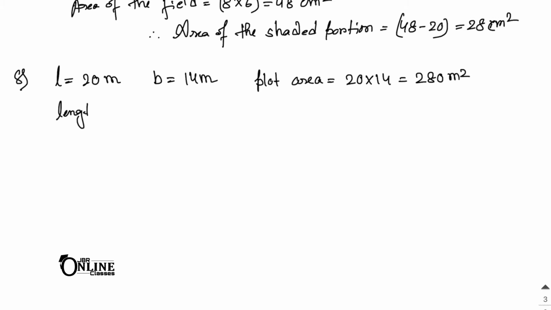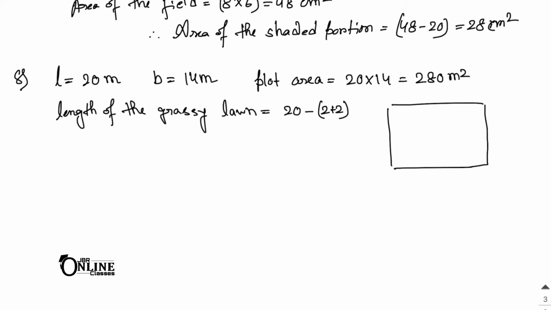Okay, now you have to find out the length of the grassy lawn. So the length of the grassy lawn equals 20 minus 2 plus 2. Why 20 minus 2 plus 2? Because if this one is the rectangular plot and there is a 2 meter wide area all around, then if the total length is 20, that portion will be cancelled out, 2 from this side and 2 from that side.